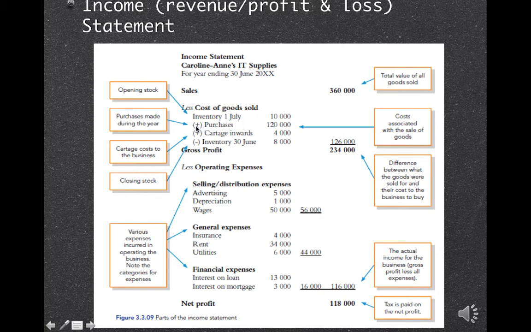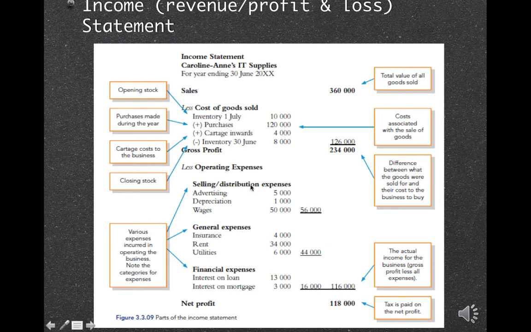If we deduct the COGS from the sales revenue, that will give us a gross profit. So you can see here $360,000 revenue minus $126,000 of COGS gives us a gross profit of $234,000.